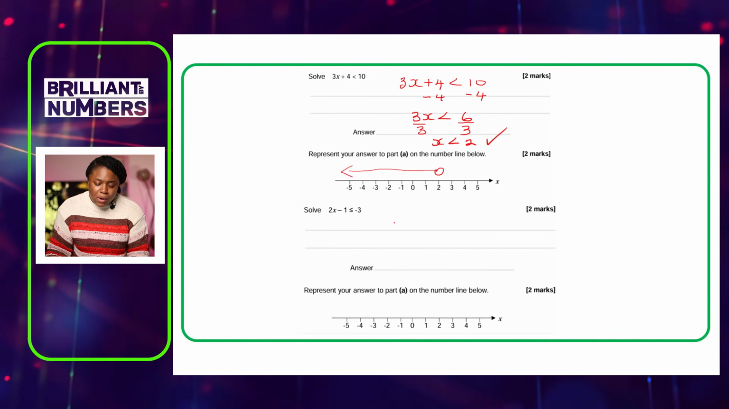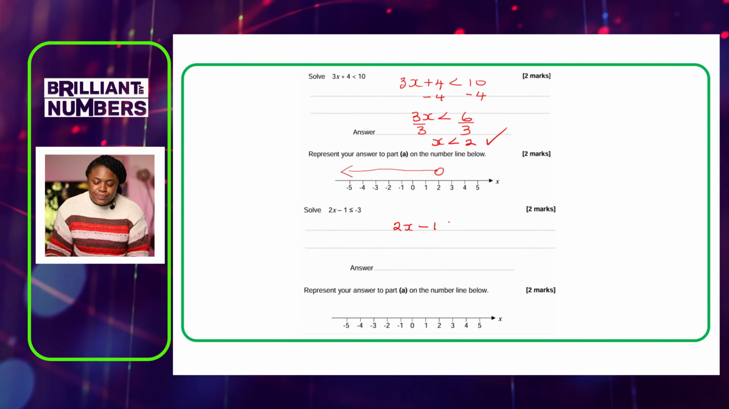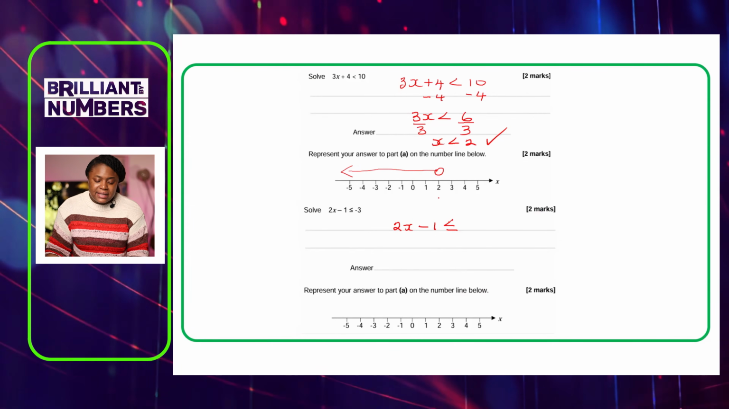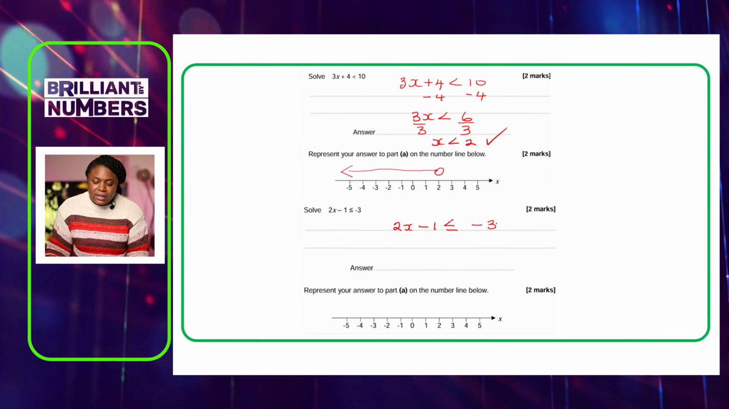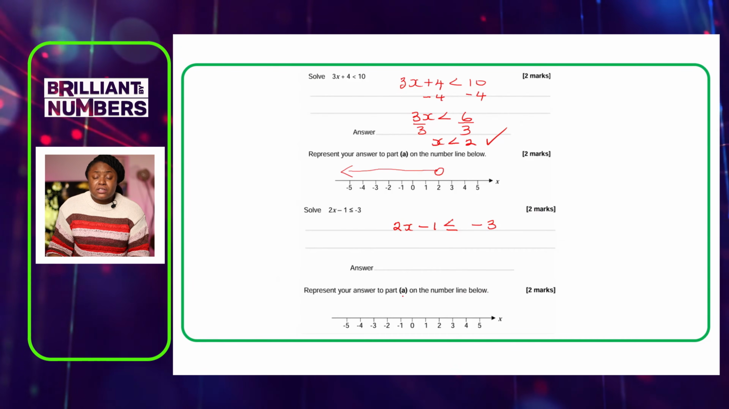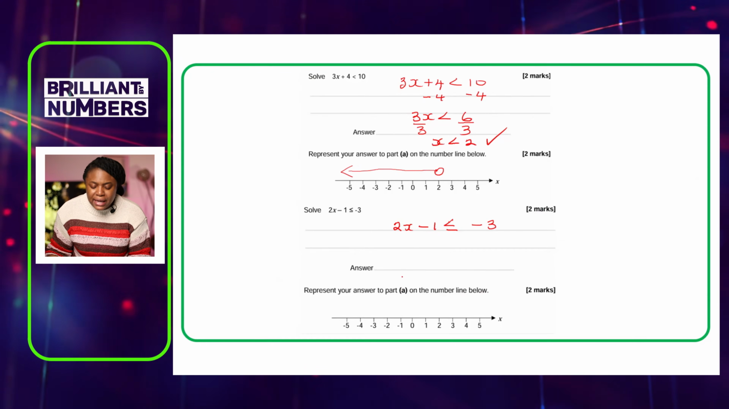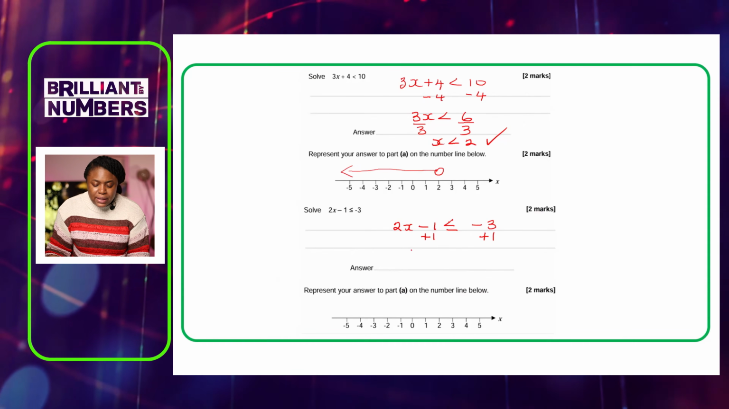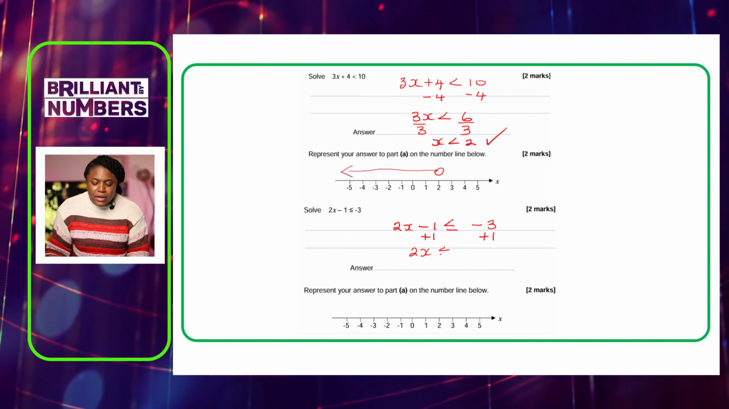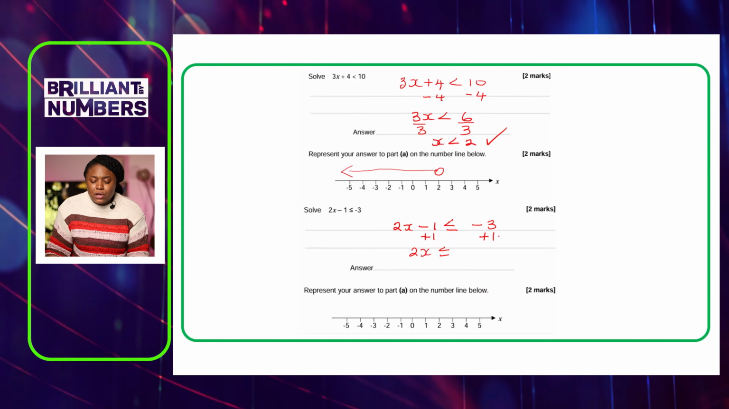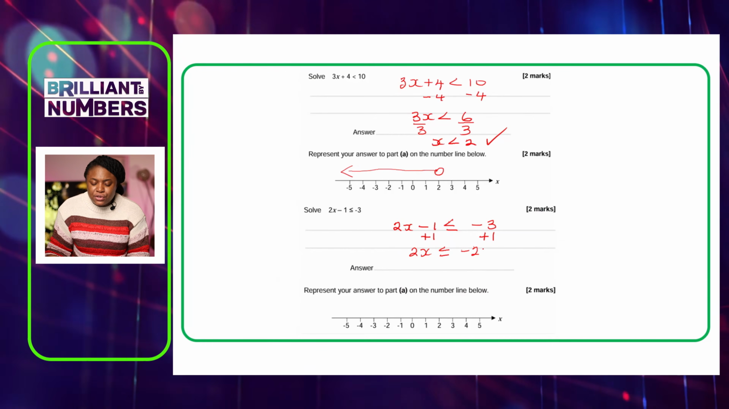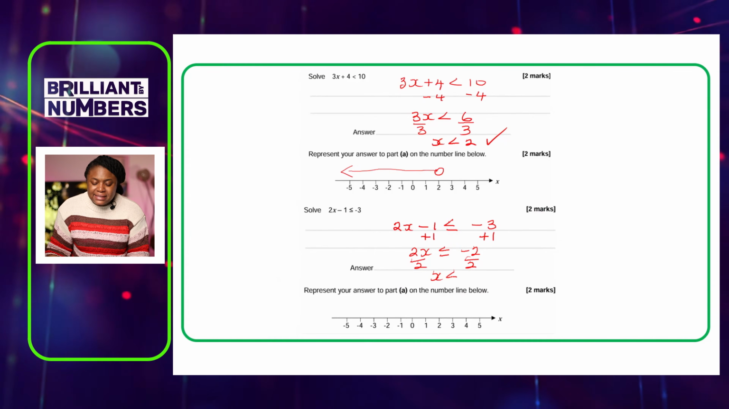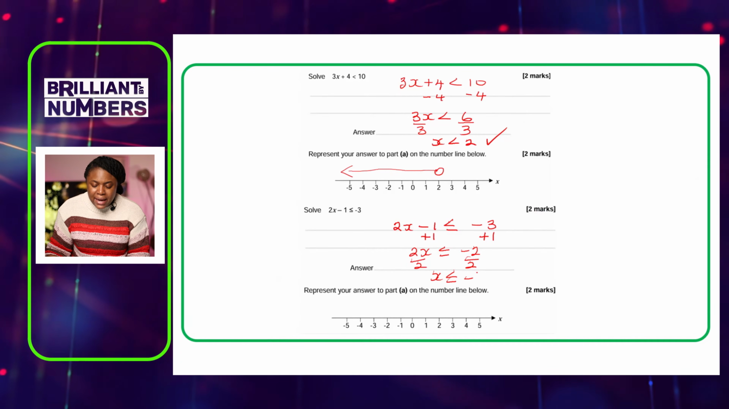Now we go to another one where we have 2 steps involved. So we're told here that 2x minus 1 is less than or exactly equal to minus 3. So we need to solve this and then put our solution also on the number line. So we start by adding 1 to both sides, doing the inverse. So we have 2x is less than or equal to minus 3 plus 1, which is minus 2. So we now need to divide by 2 on both sides. We get that x is less than or exactly equal to minus 1.